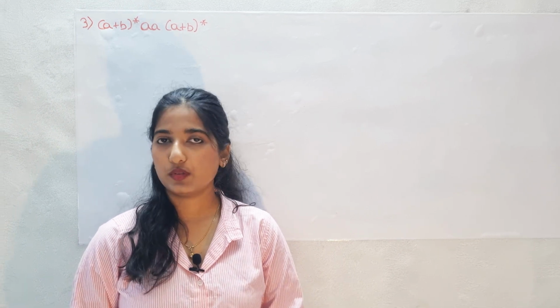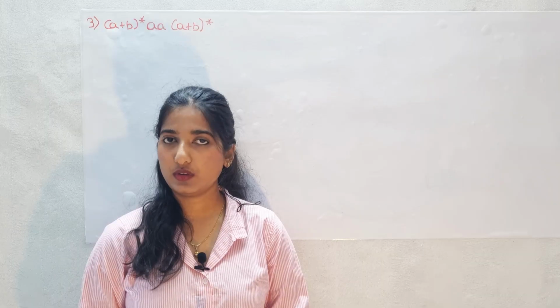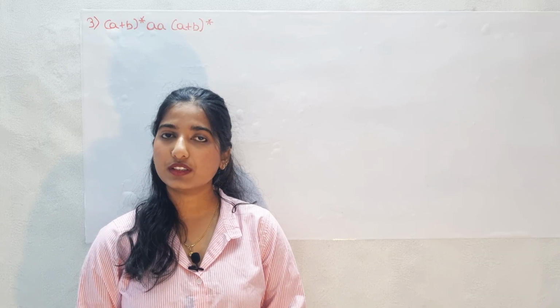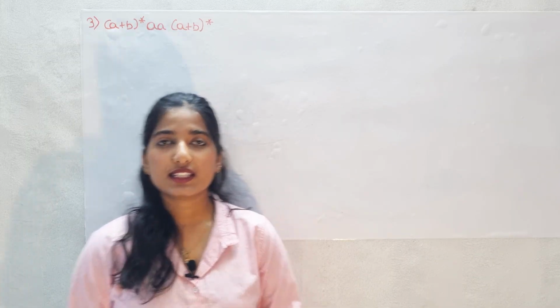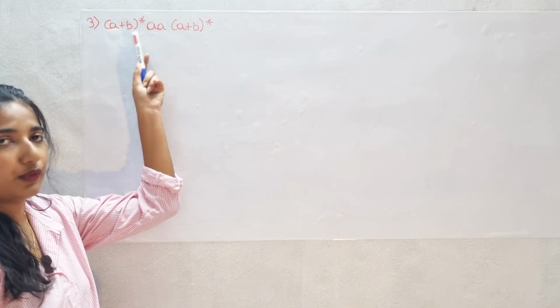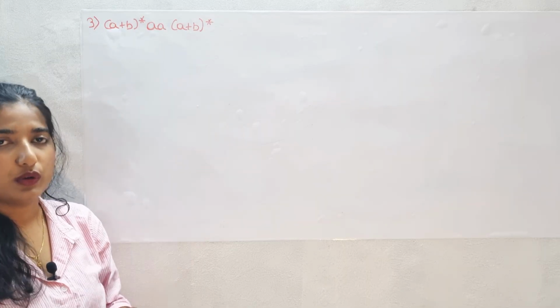Hey learners, let's solve the third example, that is converting regular expression to the finite automata. Here we are going to convert it into the epsilon NFA, and the example goes like this: (a plus b) whole star followed by AA, which is followed by (a plus b) whole star.